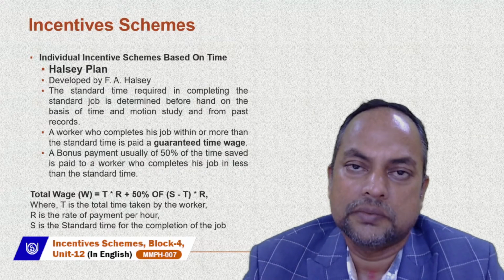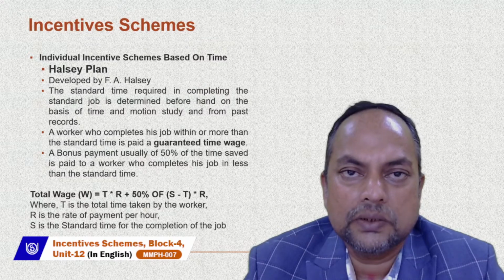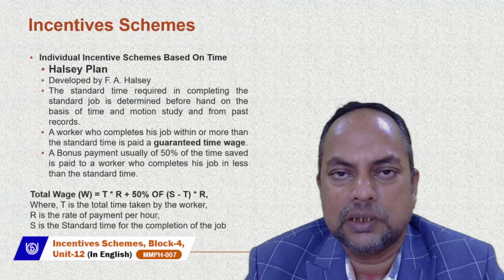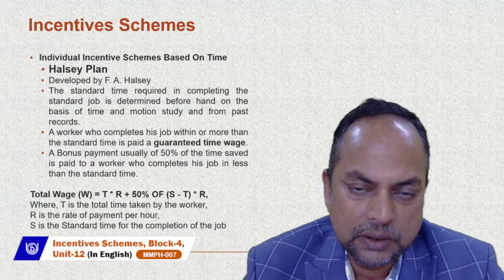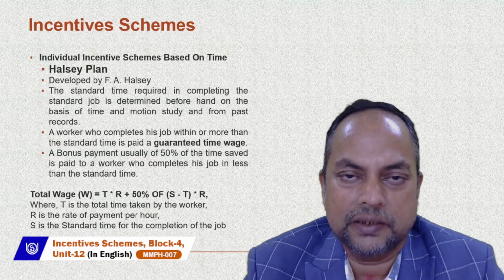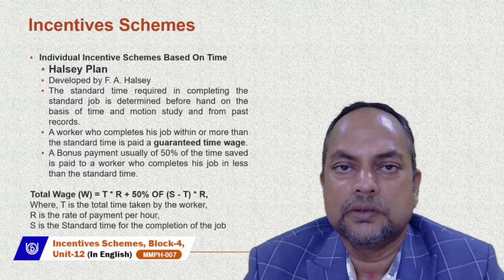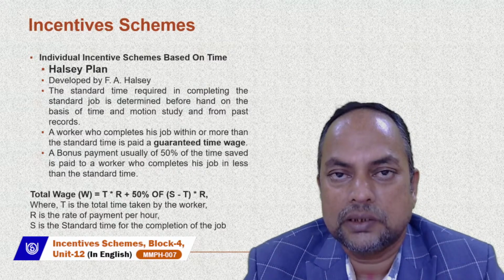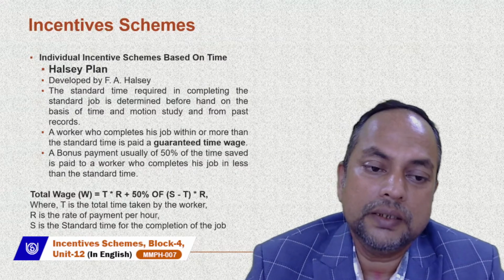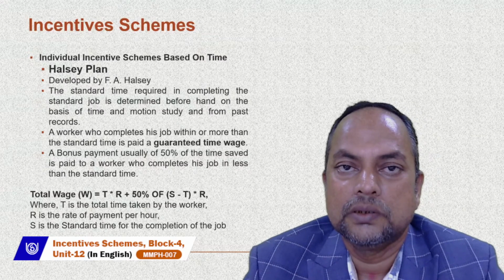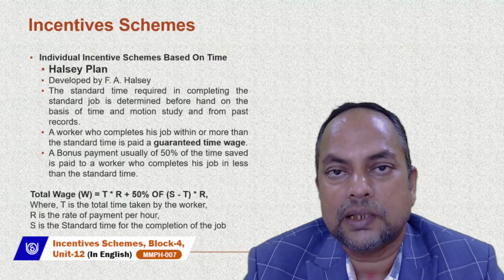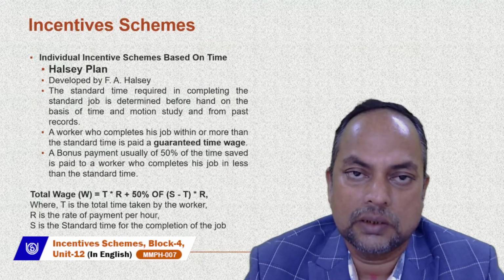And if the worker completes the job as per the standard time, right? So the worker is provided with that guaranteed time wage or minimum time wage, whatever has been defined. And if the worker saves certain time at the place of work to carry out that particular job, then an additional 50% bonus or incentive is given based on the time saved by the worker at the place of work itself.